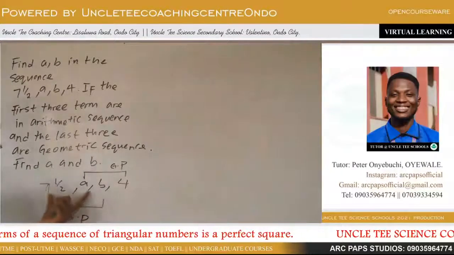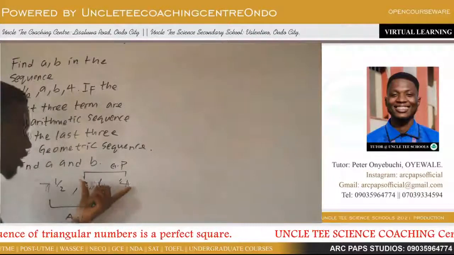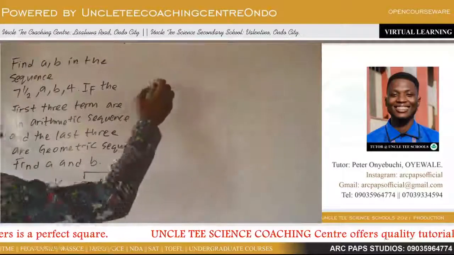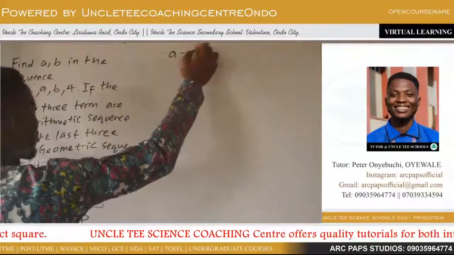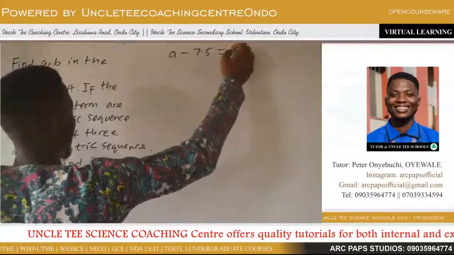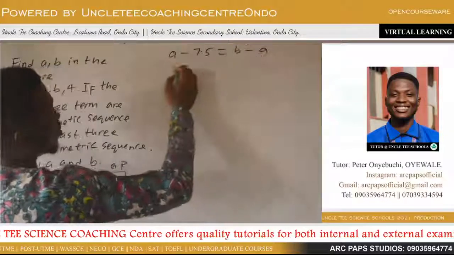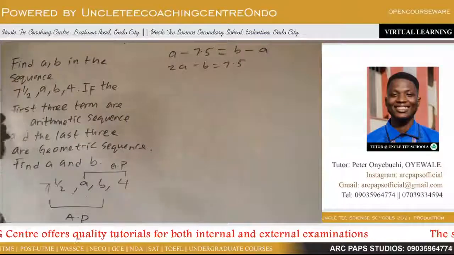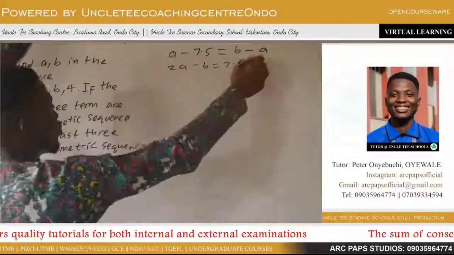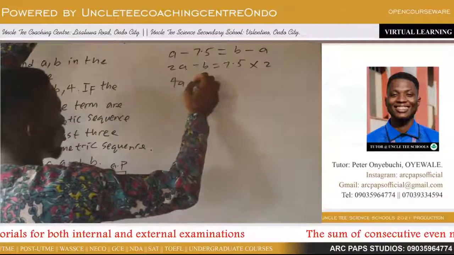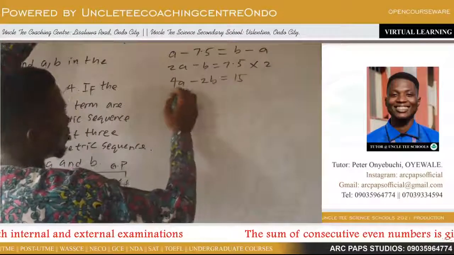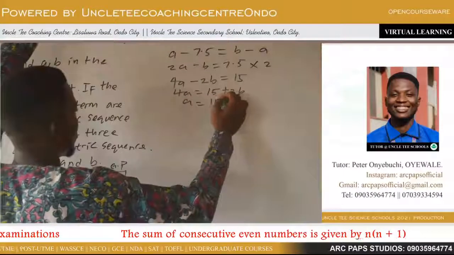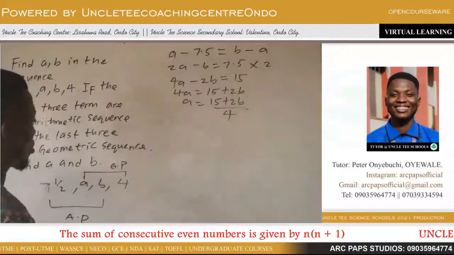Now, if the first three are in an arithmetic sequence, it means a common difference will exist. That is, T2 minus T1 will be equal to T3 minus T2. So what that means is that a minus 7.5 is equal to b minus a. Now it means 2a minus b is equal to 7.5. If you multiply it by 2, 4a minus 2b is equal to 15. 4a is equal to 15 plus 2b. Make a the subject: a is 15 plus 2b divided by 4.